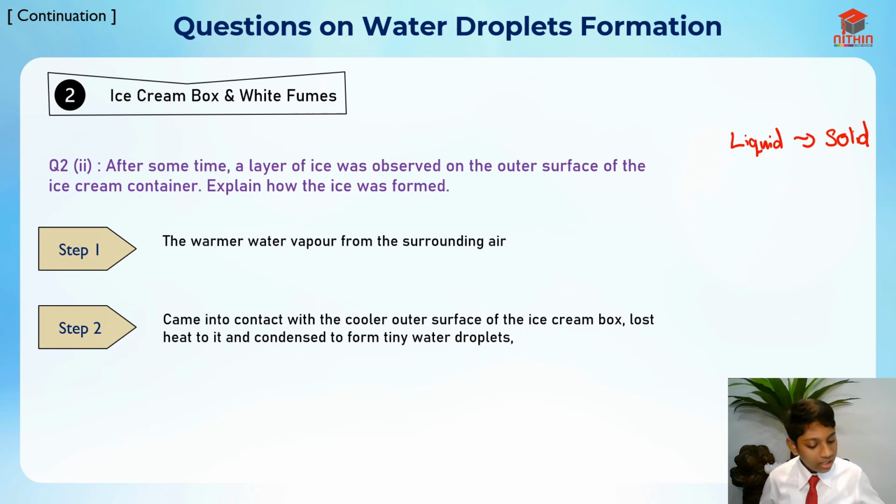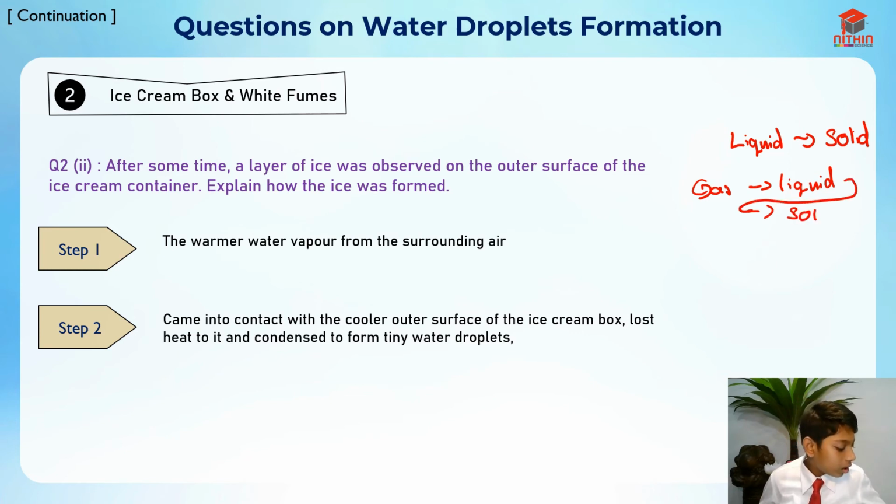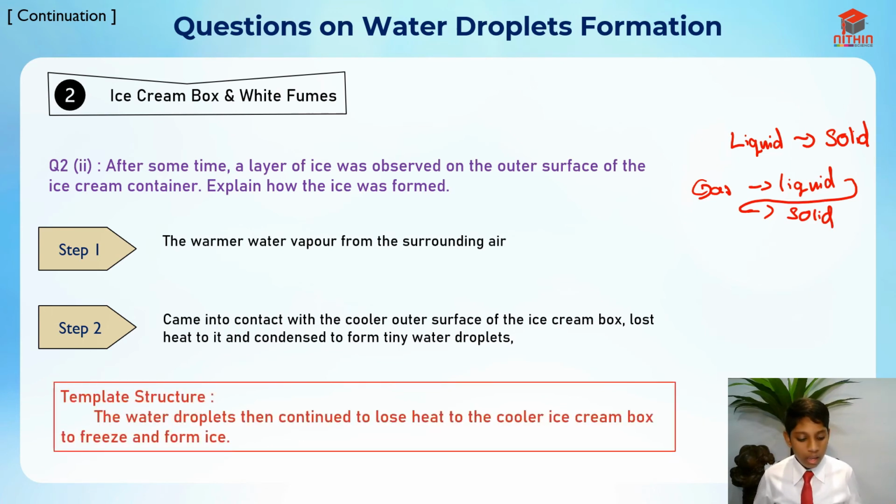But in this case, it's going from gas to liquid, and after the liquid, it is turning into a solid. So this is why, after step 2, we need to say the water droplets then continue to lose heat to the cooler ice cream box.